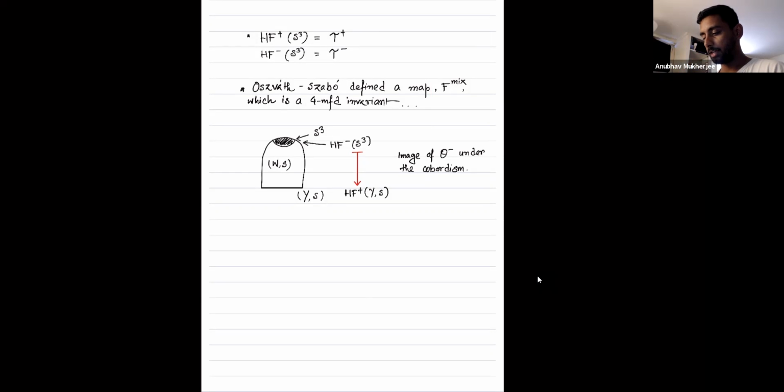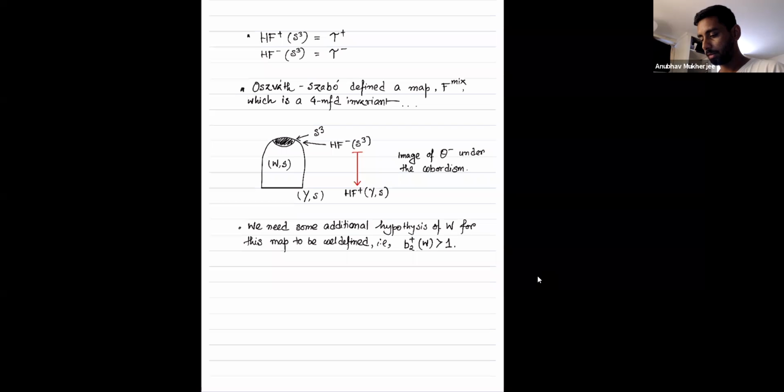And we track that element. So under some certain condition, this is actually a well-defined map, which is also an invariant of this cobordism. And the extra condition we need is that b2 plus of W is strictly bigger than 1. So what is the meaning of b2 plus of W? If you never saw this, think of W as containing an embedded closed surface with positive self-intersection number, and there are at least 2 of those surfaces in W. That indicates the meaning of b2 plus of W bigger than 1.